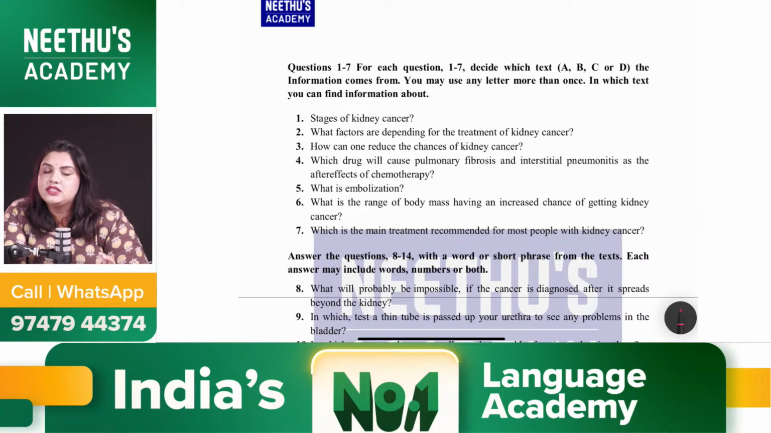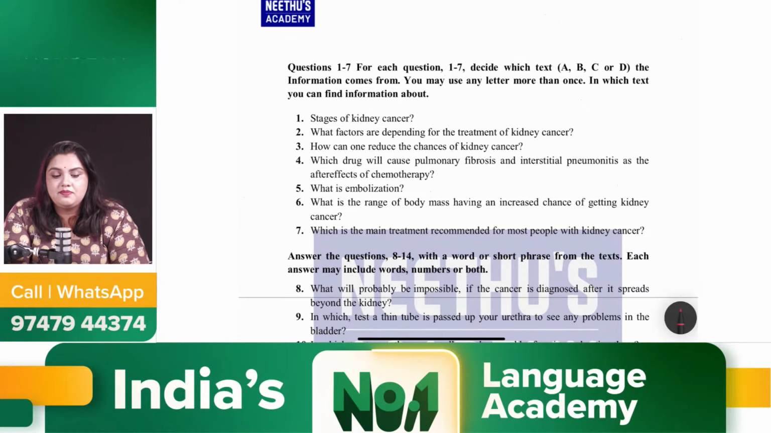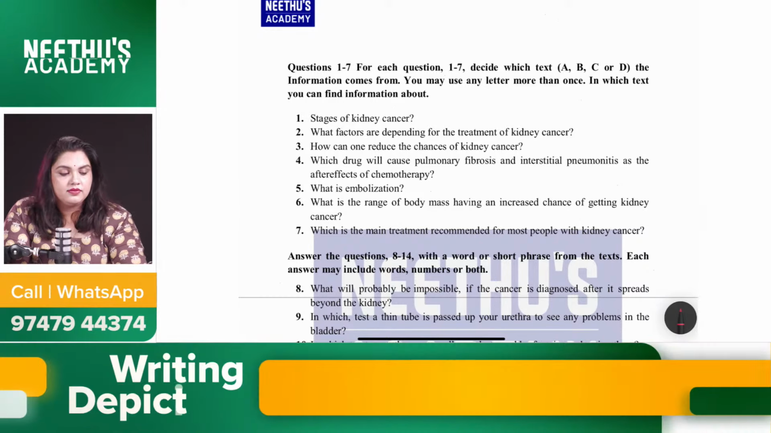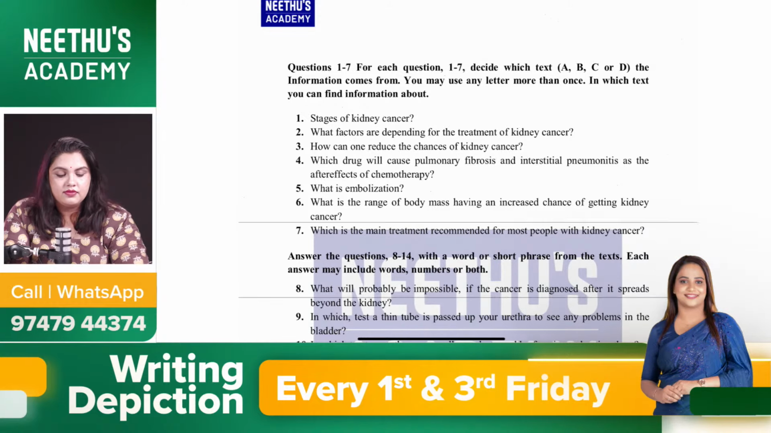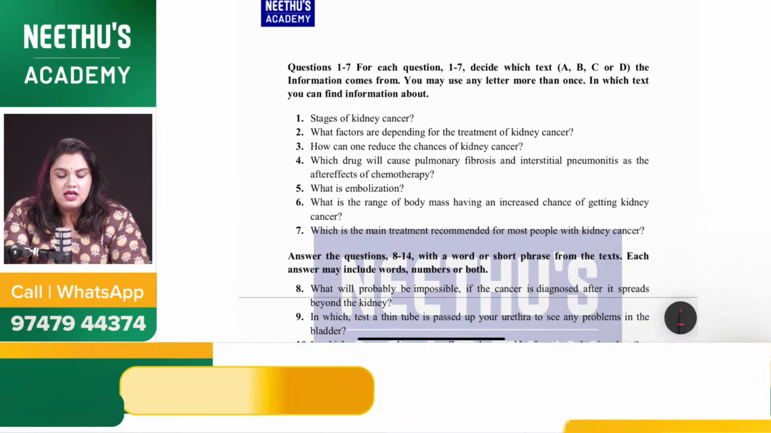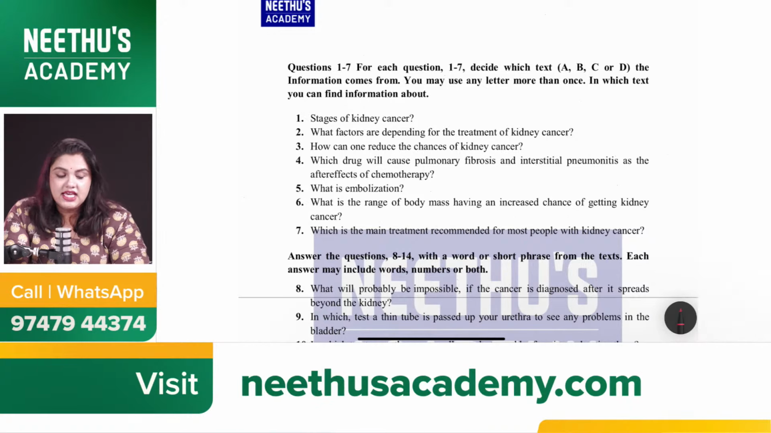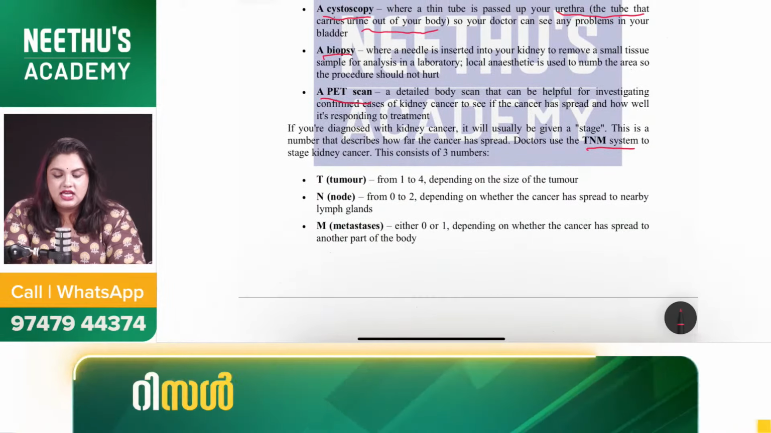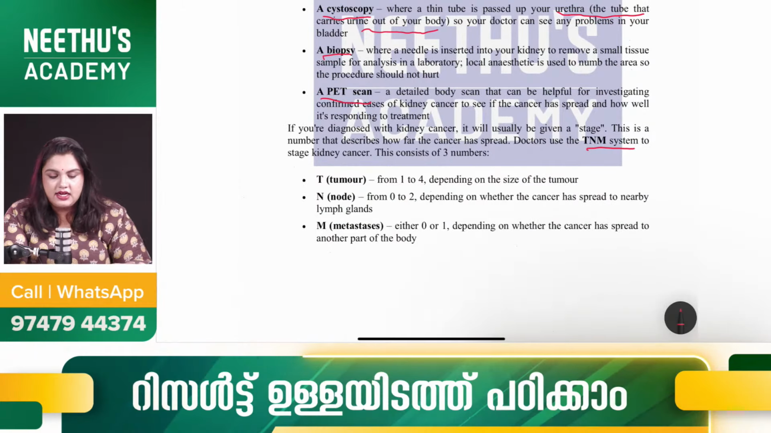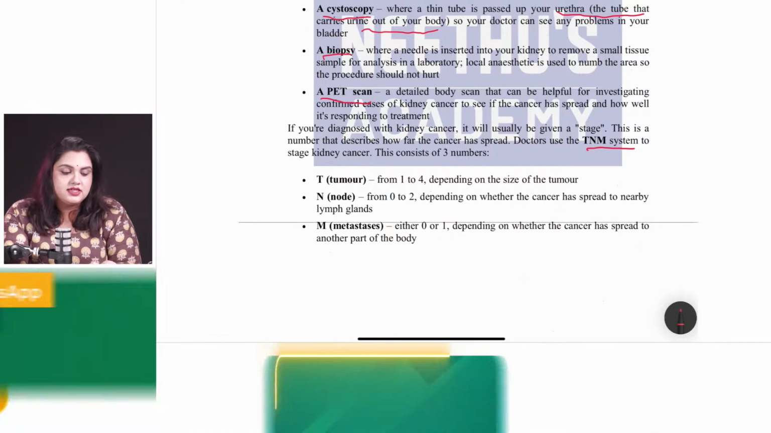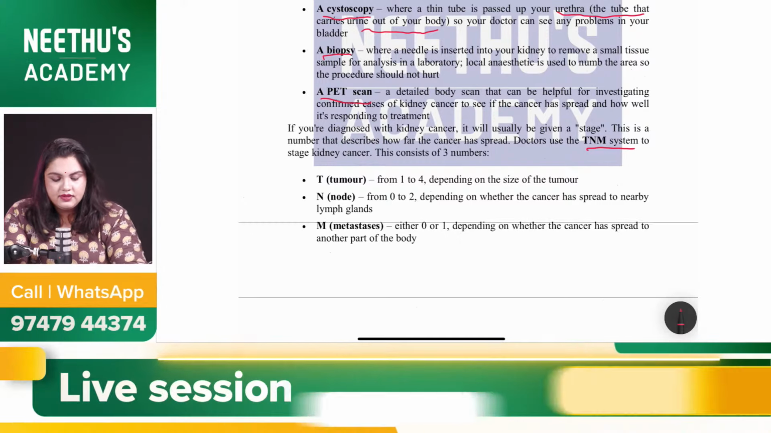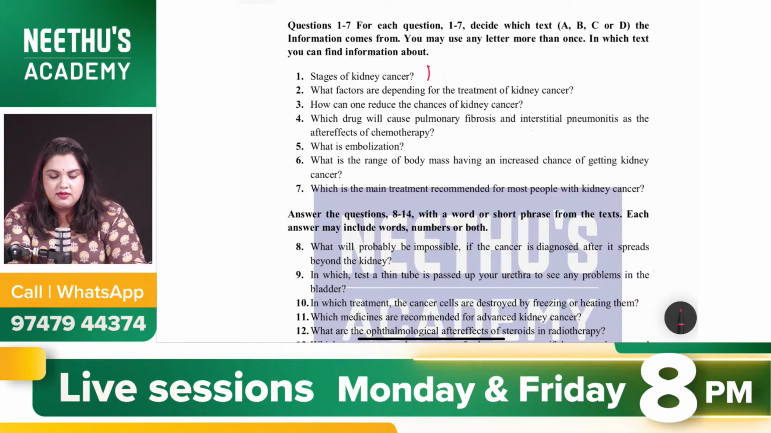In which text did we describe the stages of kidney cancer? Can you comment? The stages of kidney cancer are discussed in text B. In text B, in the second last paragraph, the staging system, we described the stages of kidney cancer. So the answer is text B.